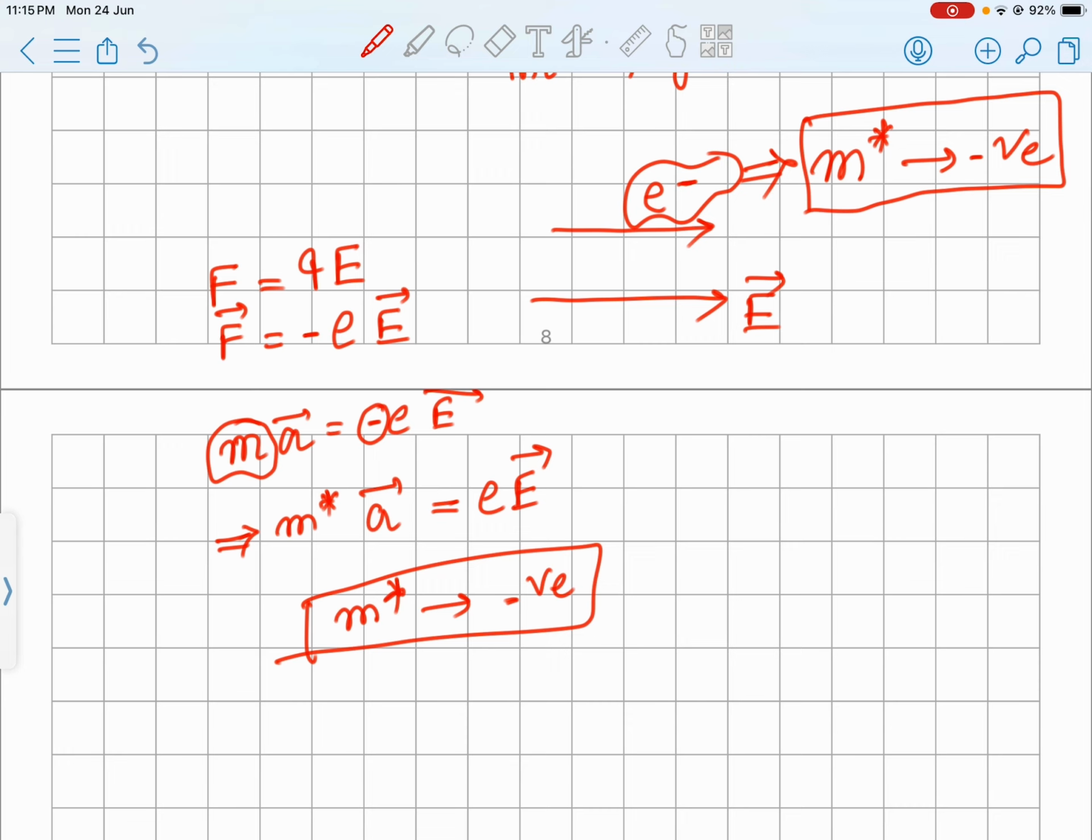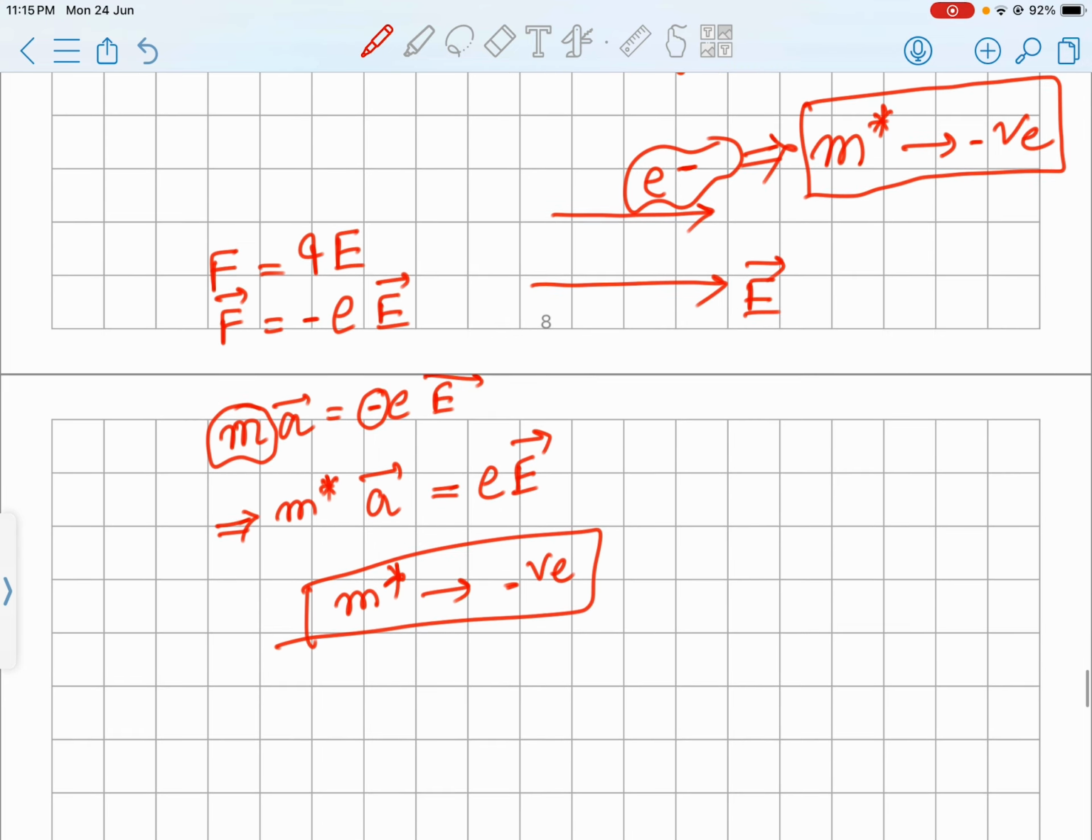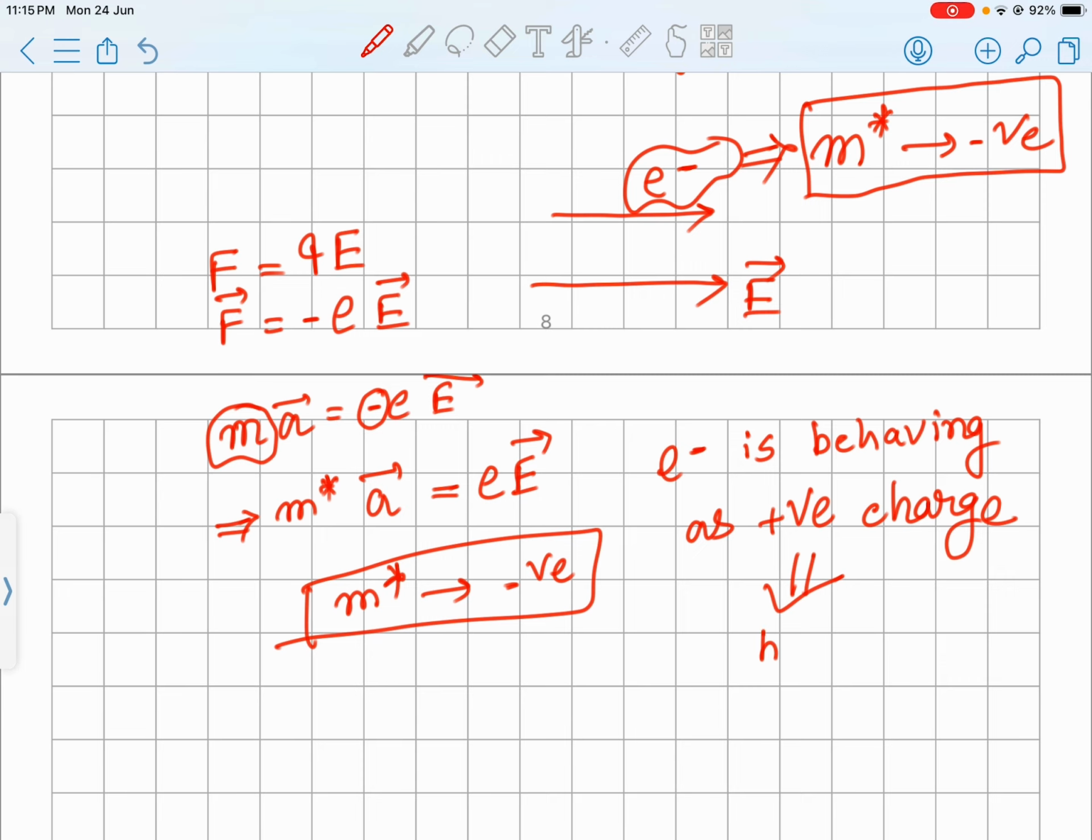Now we can say what is happening. We can say that electron is behaving as positive charge. Behaving, okay, that is hole. So for today we'll stop here.